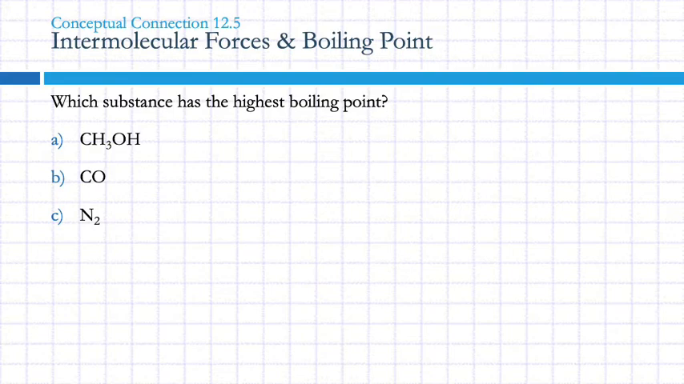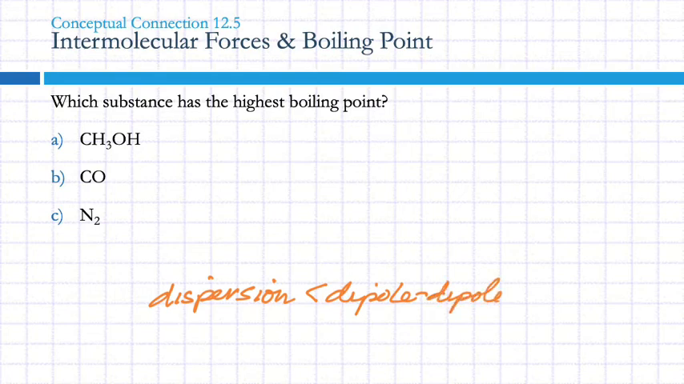I've got a vote for C and a vote for A. So what we want to look at is what kind of intermolecular forces do they have? Dispersion forces are the weakest, right? And then we get the dipole-dipole forces. And then we get the hydrogen bonds.